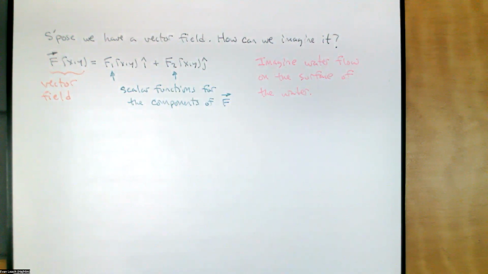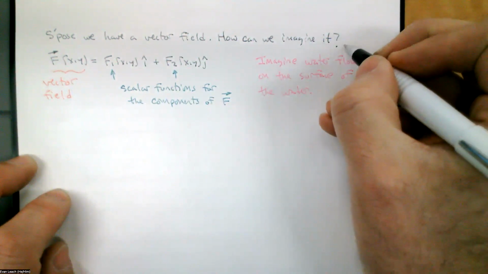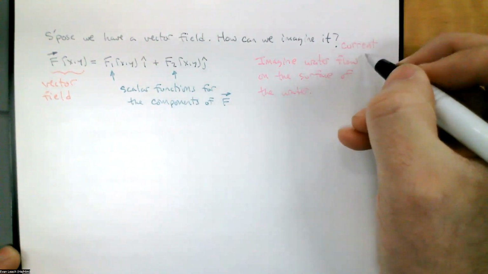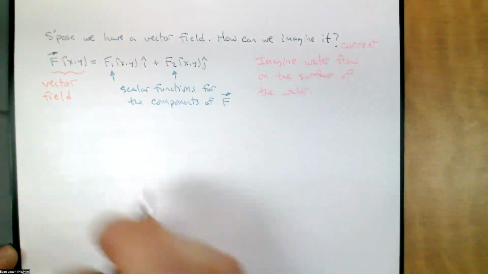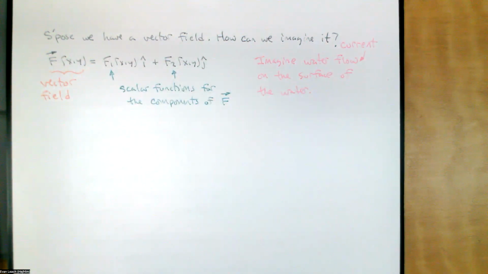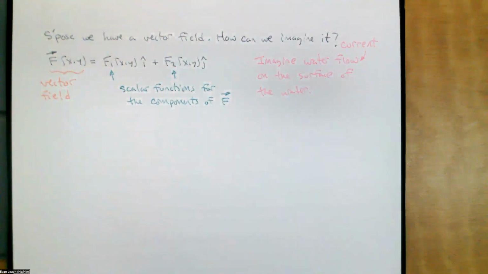That's the word I was trying to think of. Imagine the current on the surface of the water. At every point, we can figure out which direction the water is flowing, where the current is flowing, and we put an arrow indicating the direction. If the water is flowing fast in one direction, then we'll have a long arrow. If the water is slowly moving in one direction, then we'll have a short arrow. So I could draw the vector field for a river.